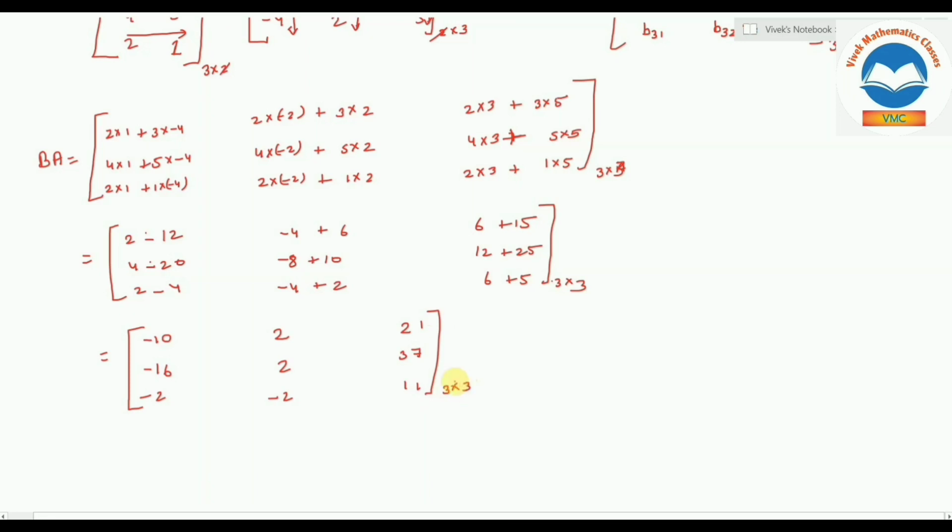Clearly you can say order of AB was 2 cross 2 and BA is 3 cross 3, so it is not equal. So AB is not equal to BA. Hence we can write, AB not equal to BA. That's all proved.